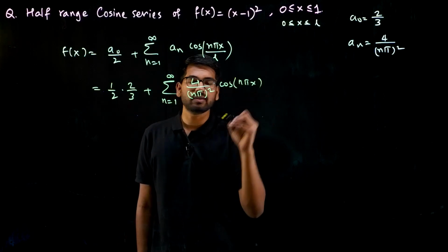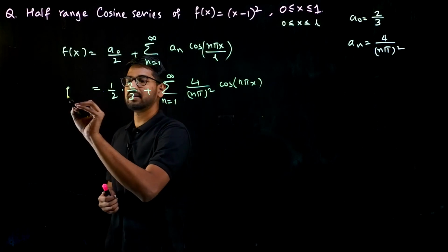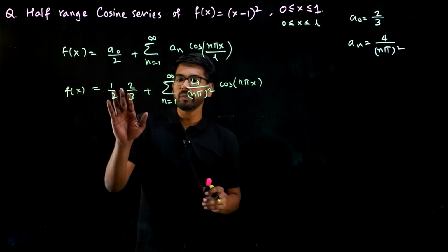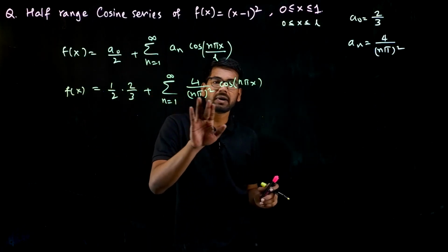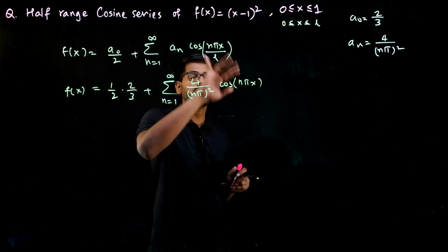So I'll write this. Okay, so this 2 and 2 get cancelled. So you can write the final answer: f of x is equal to 1 by 3 plus summation of 4 by n pi square cos n pi x. This is the answer. This is the half range cosine series of f of x.